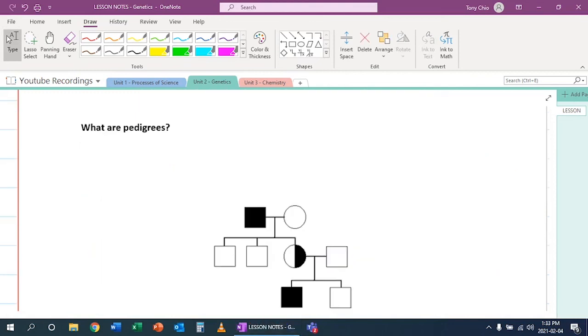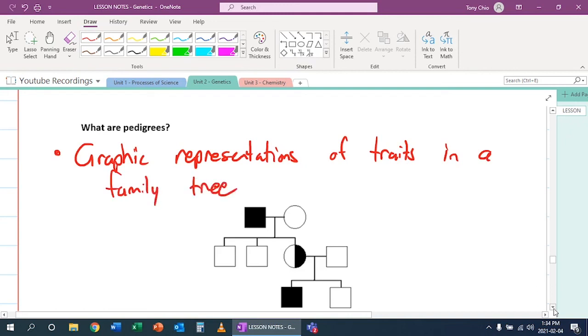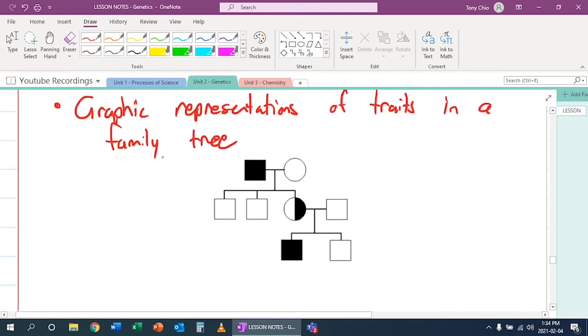The last thing we're going to look at is pedigrees. Pedigrees you can think of as almost like a family tree that shows genetic traits. So they're basically graphic representations of traits in a family tree. So how do you read these? Well, to read these, first of all, the circles are females, which means the squares are males.